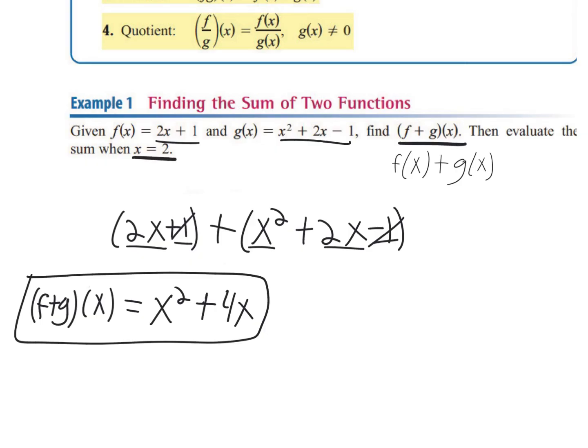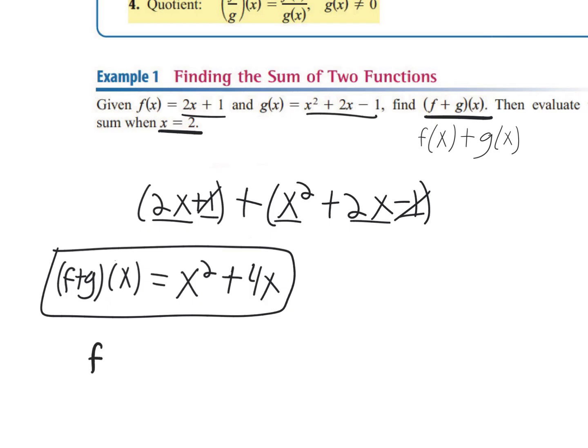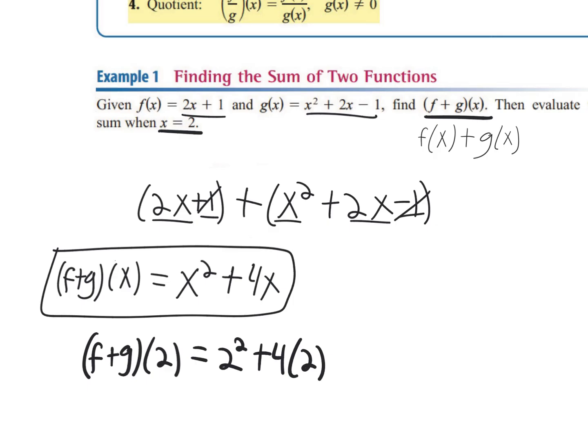It then asks us to evaluate the sum when x equals 2. All you're going to do is just plug it into the sum. So it's just going to be f plus g, and then instead of the x, you're going to write the 2. And then this is the same as 2 squared plus 4 times 2. Just replace the x in the sum with 2. So we get 4 plus 8, which is 12.